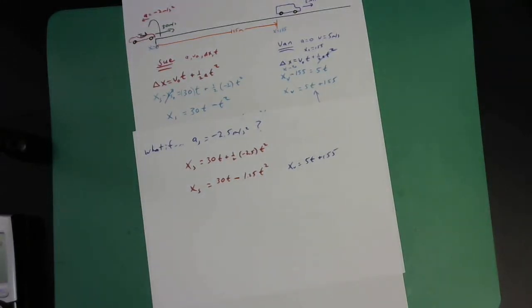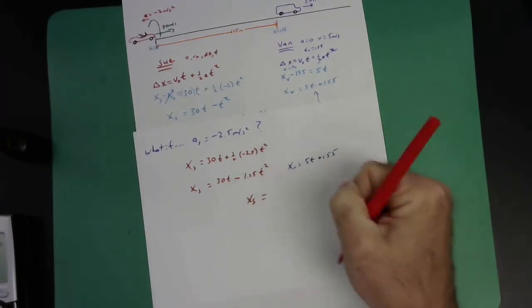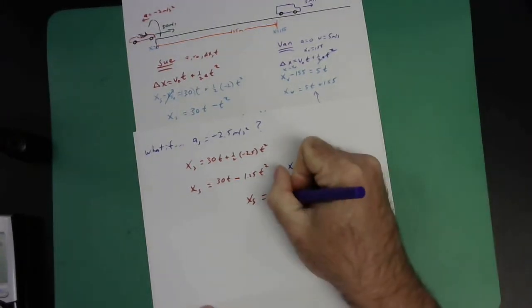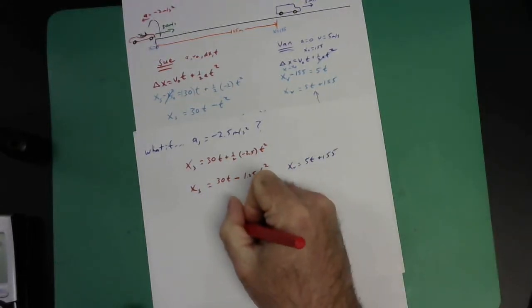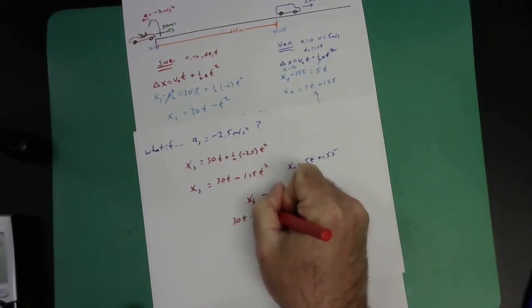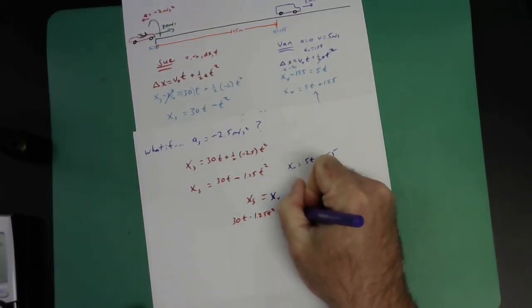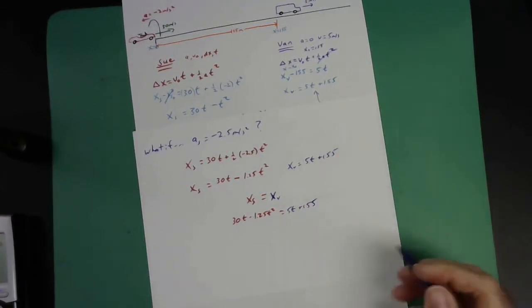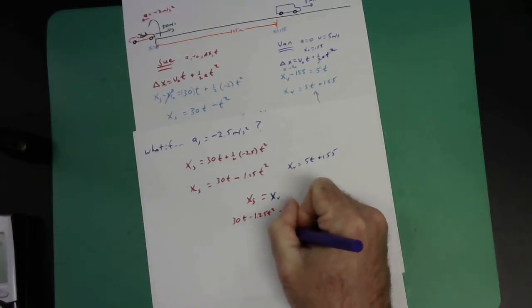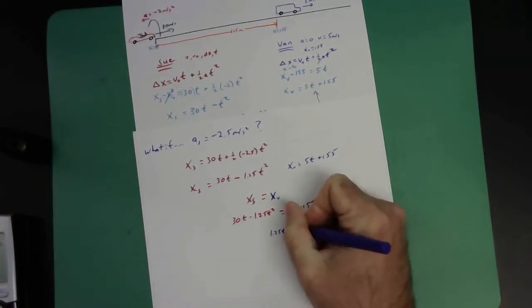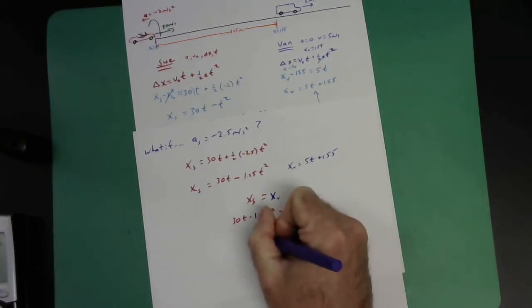And so now I set the position of Sue equal to the position of the van. I do 30t minus 1.25 t squared equal to 5t plus 155. Okay, and I rearrange. I like to put the t squared term on the other side so that it's positive. So I have 1.25 t squared minus 25t plus 155, right?